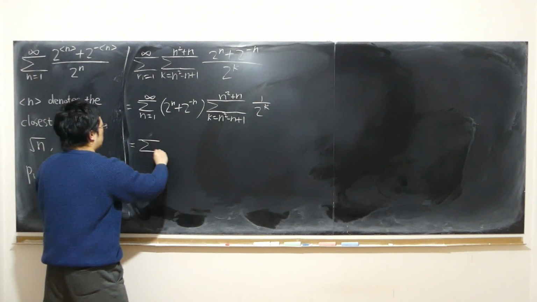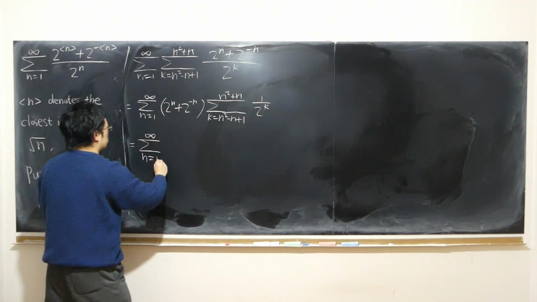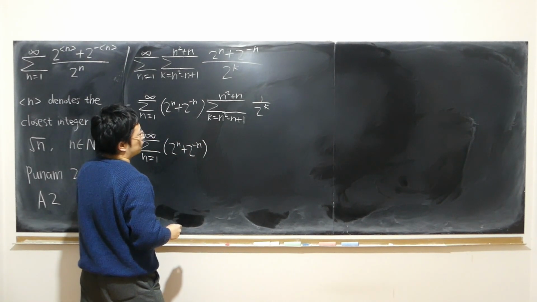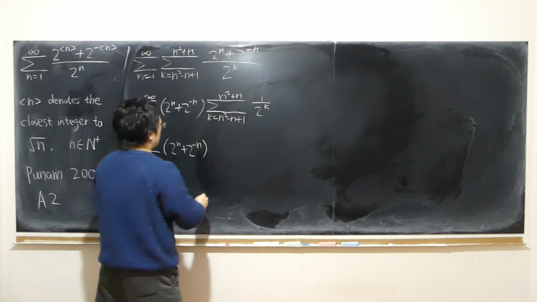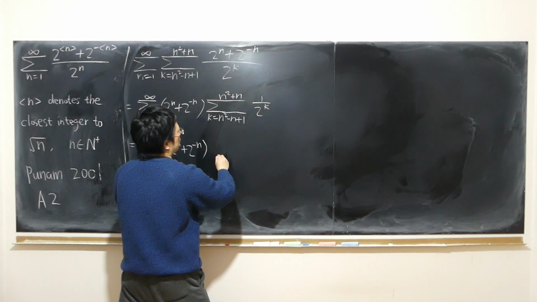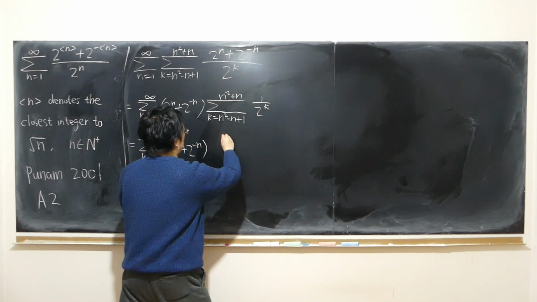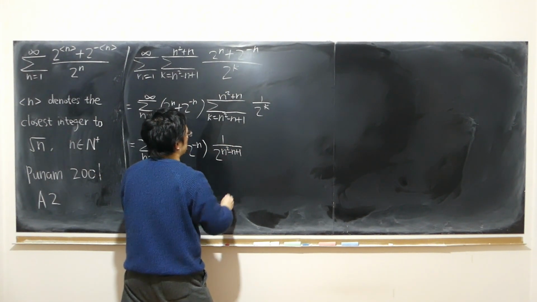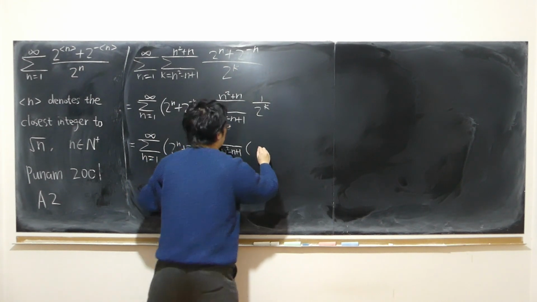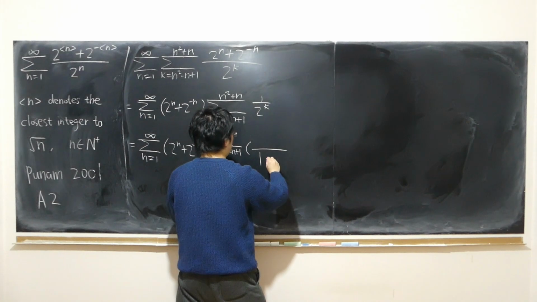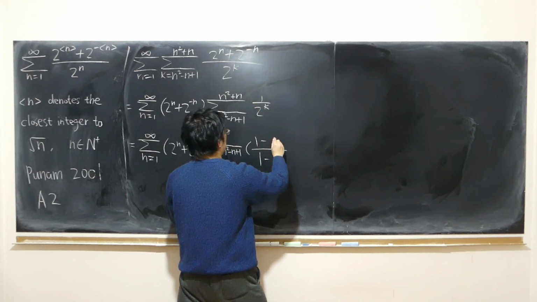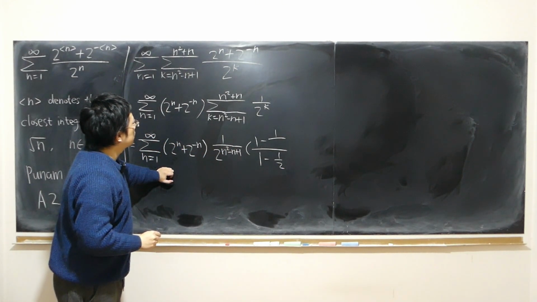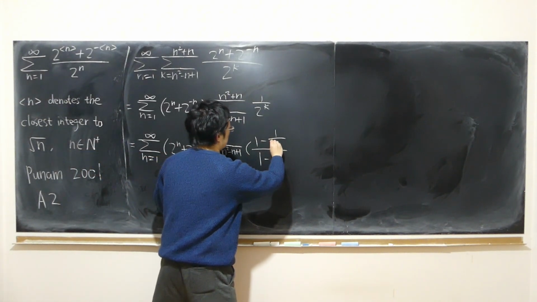Geometric sum, common ratio is 1 over 2. Right? Applying the formula, the initial term is what? 1 over 2 to the n squared minus n plus 1. Right, that's the initial term. Then you divide by 1 minus the common ratio. How many terms here? 2n terms. So 2 to the 2n.